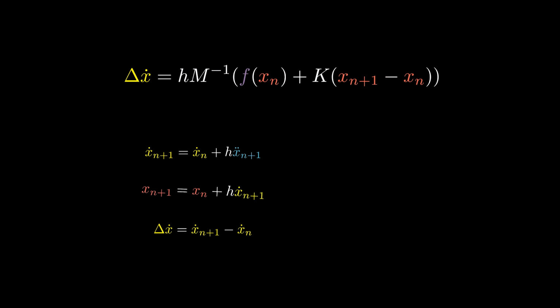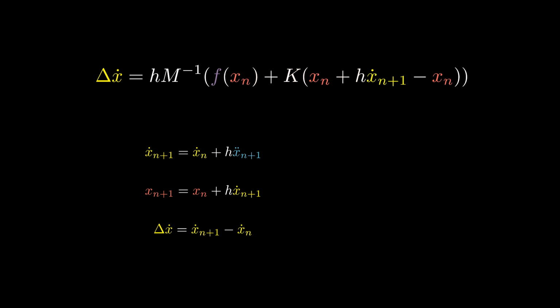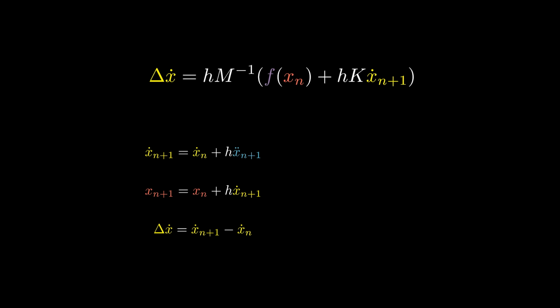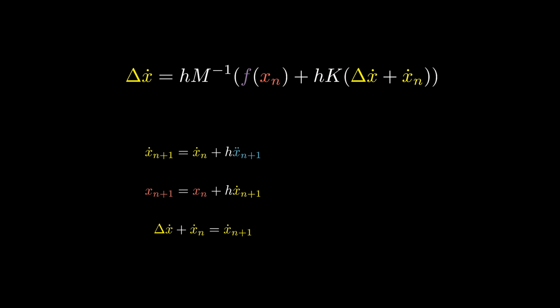We substitute the next position by its position update equation. The position terms are now cancelling each other out. We now want to remove any n+1 term from the right-hand side. We can slightly modify the definition of the change in velocities by transferring x_n to the other side. With this definition, we'll substitute the next velocities.